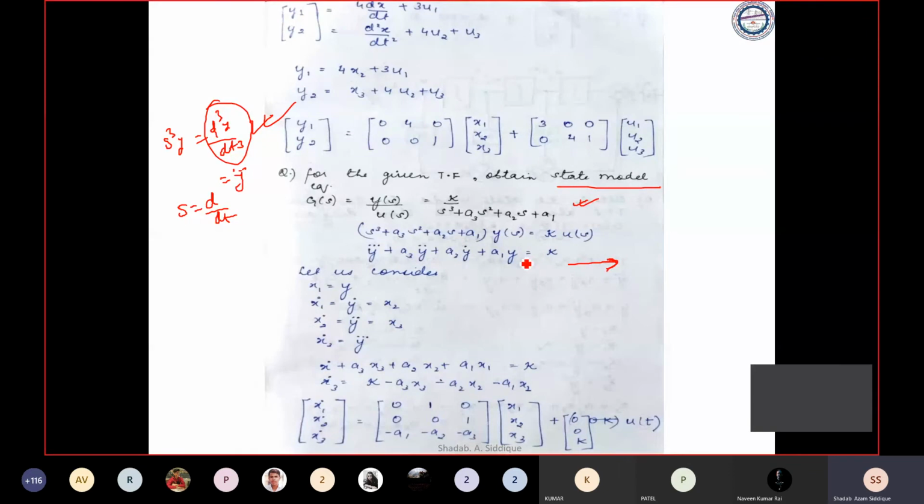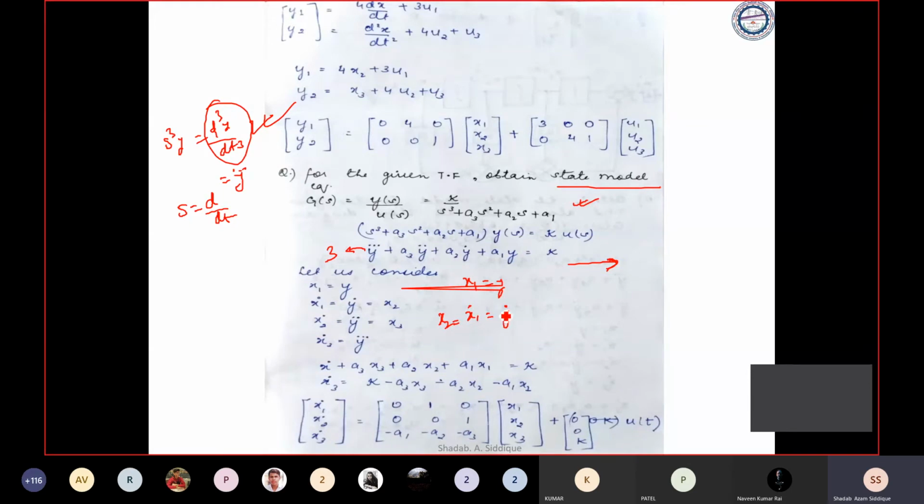Here you can see this is a third order differential equation. If you have a third order differential equation, how many variables will you assume? We'll assume up to 3 variables. We take x1 is equal to y. If we have y dot, we get x1 dot, and x1 dot can be taken as x2. That is an assumption.